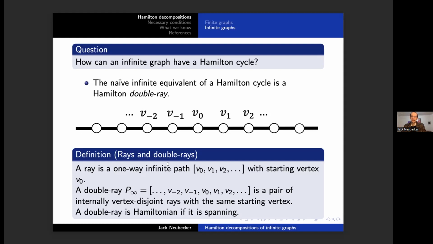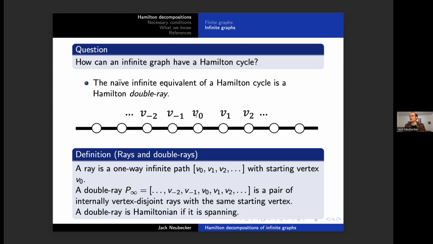So to start with, we should talk about a one-way infinite path, also known as a ray. It starts at a vertex V0 and extends off in one direction off to infinity, and each vertex is unique. Now, if I can find another ray that also starts at V0, but heads off to the left instead, again, unique vertices except for the root vertex, then I can glue them together to create what we call a double ray, because it extends off infinitely in two directions.